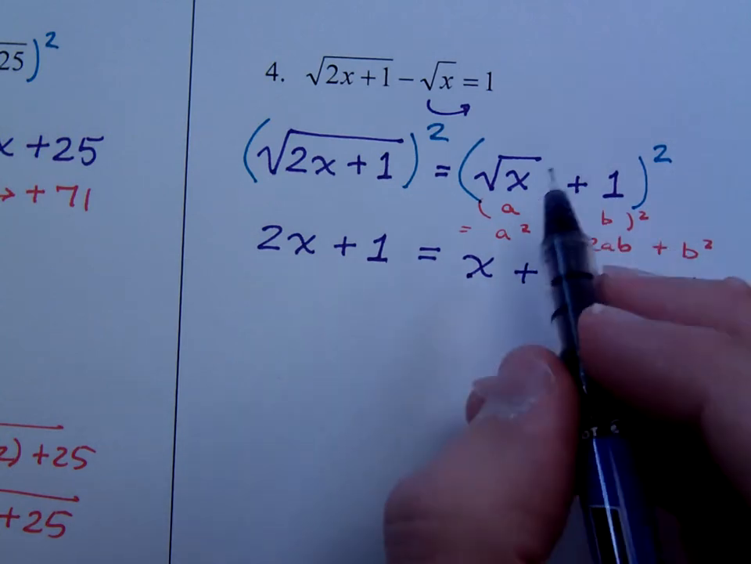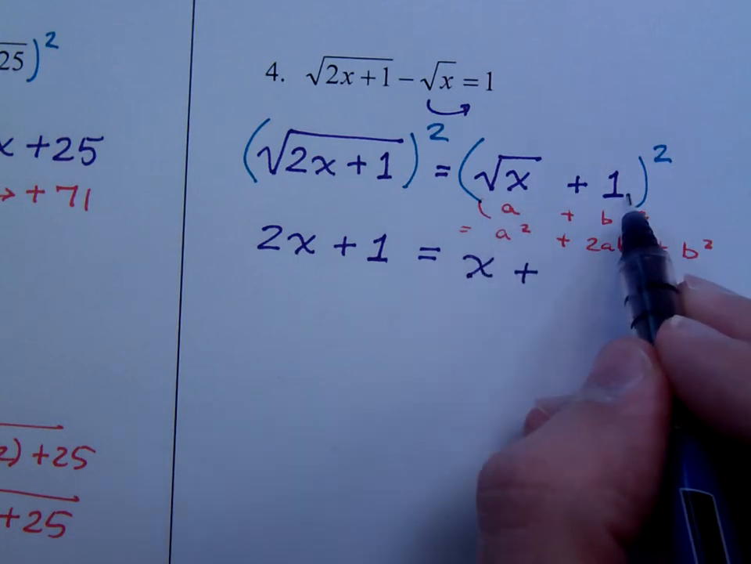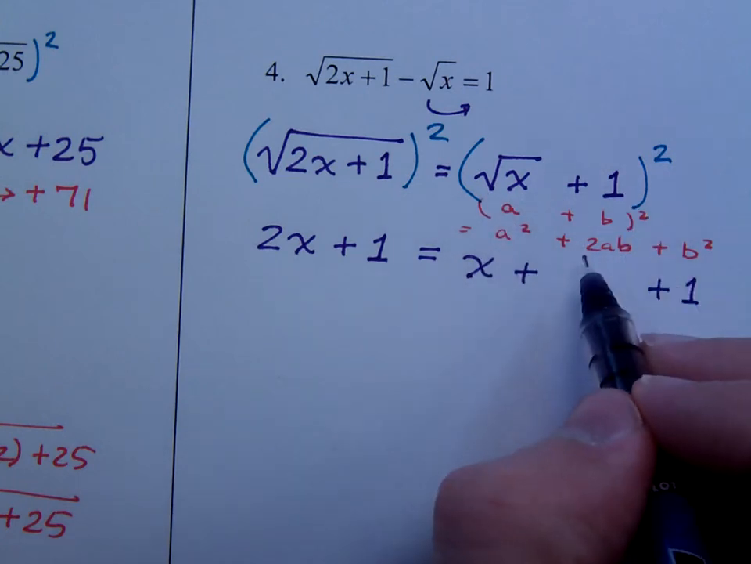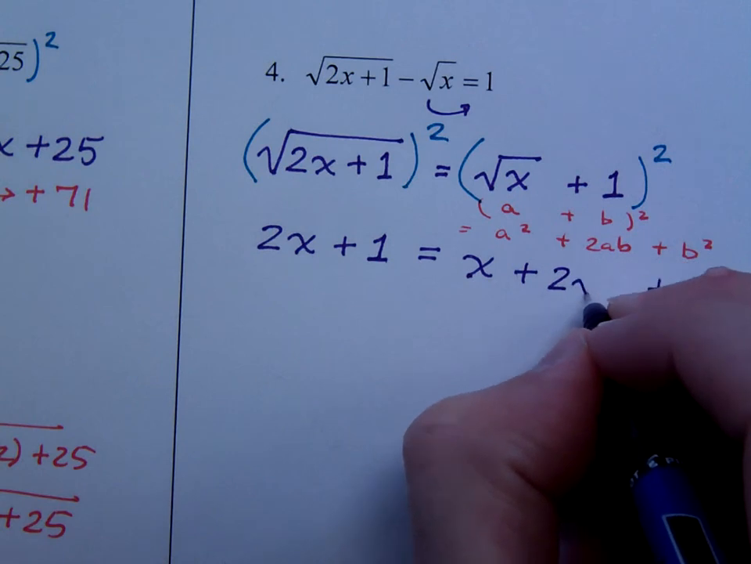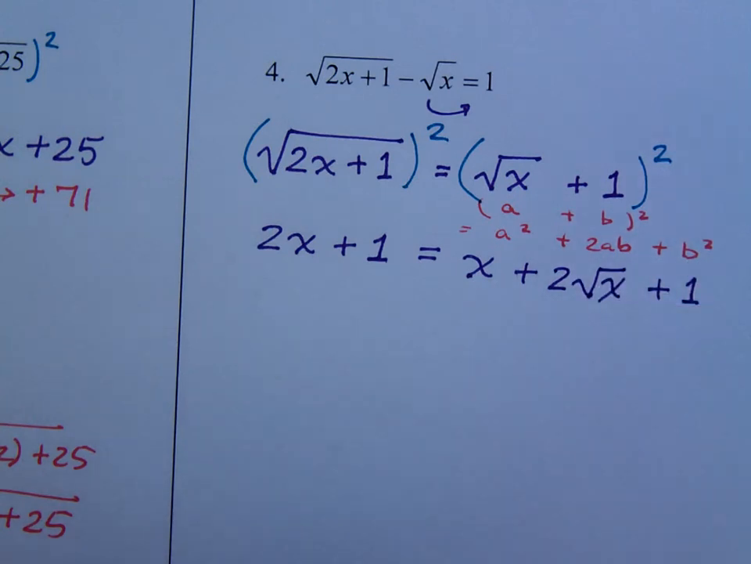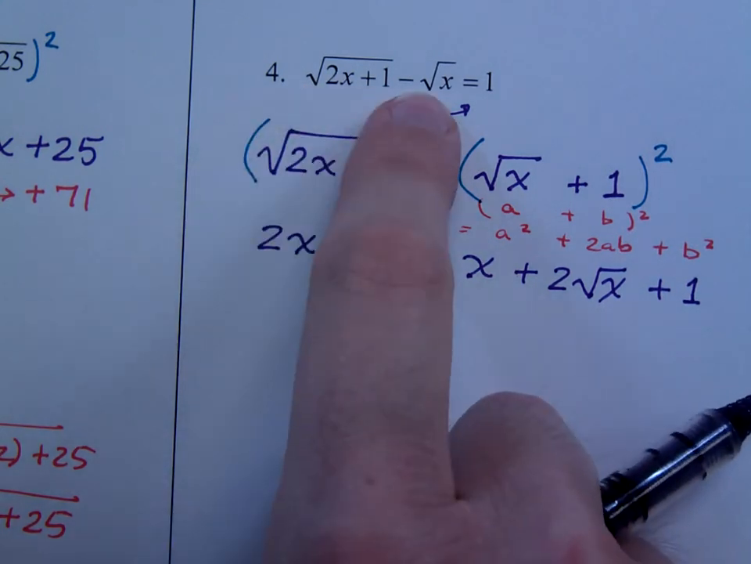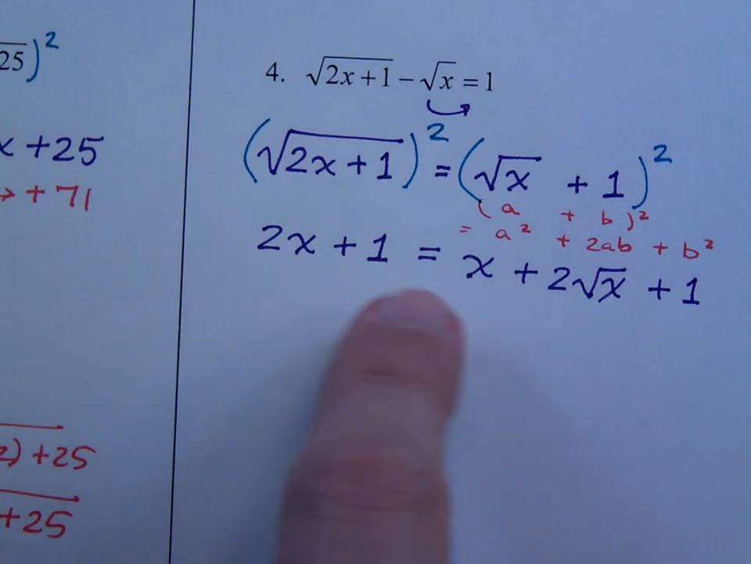Just look at it this way. What's the square root of x times 1? The square root of x. Multiply times 2, so you get 2 square roots of x. It just says multiply a and b together and double it. That's all. Now, you had 2 radicals to start. Now you only have 1. Get this radical by itself.